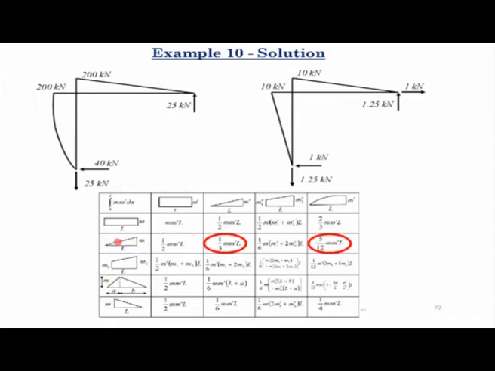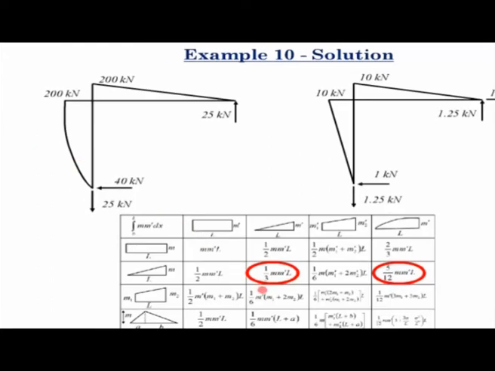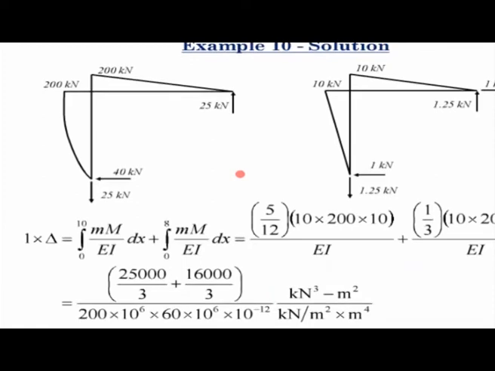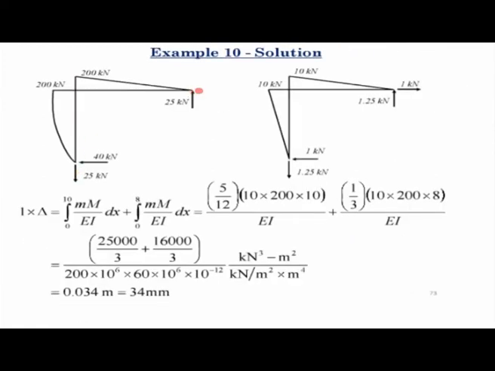So you have to consider a triangular distribution with the maximum on the same side. So that formula is 1/3 m m dash L. With these two formulas, we will be able to calculate the horizontal deflection of this joint C of the frame. For the vertical member, the length of that member is 10.